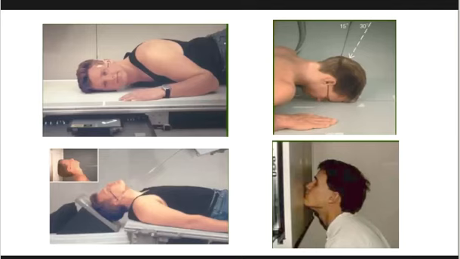So that is the lateral projection of the skull in the left upper portion of your monitor. In the lower portion, that is the submentovertical position. In the right upper portion, that is the Caldwell method, where the forehead and the nose are touching the tabletop. In the lower right portion, that is the Waters method, where the chin is touching the tabletop.